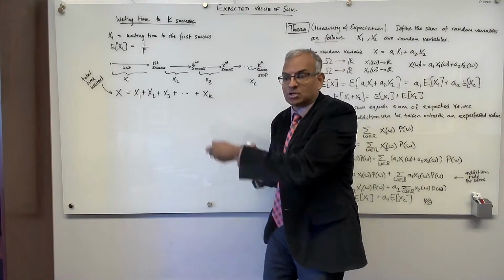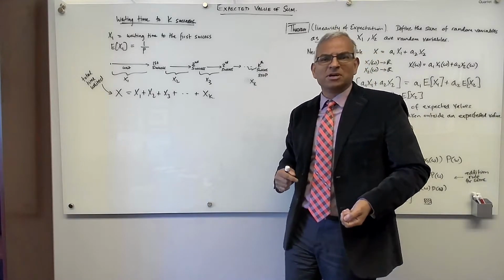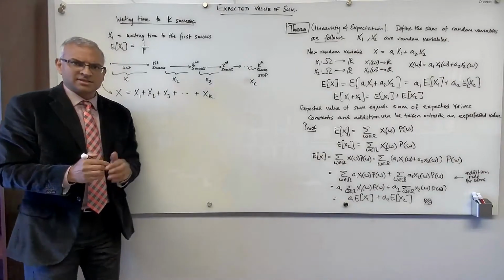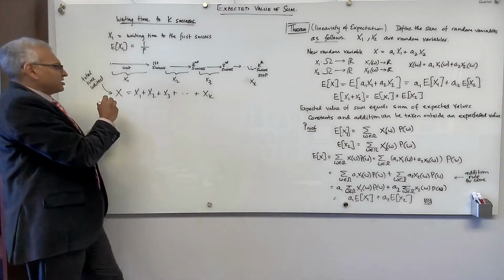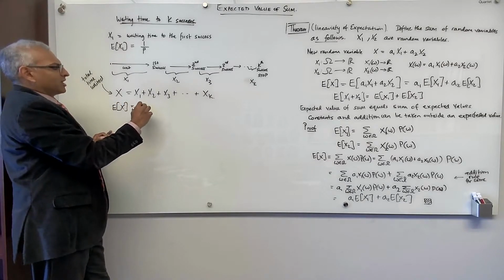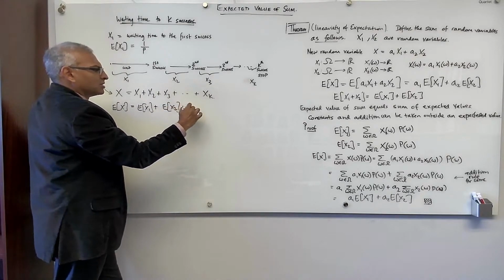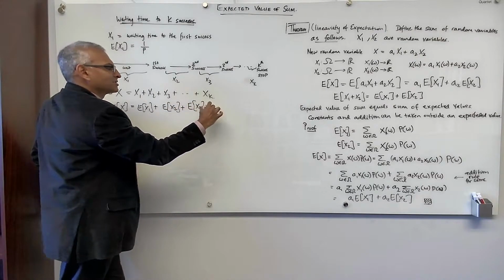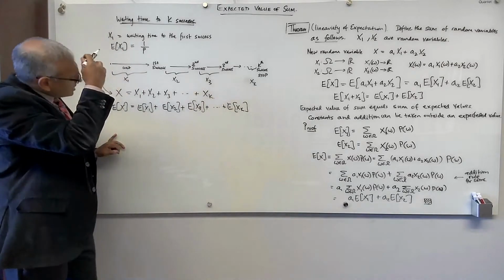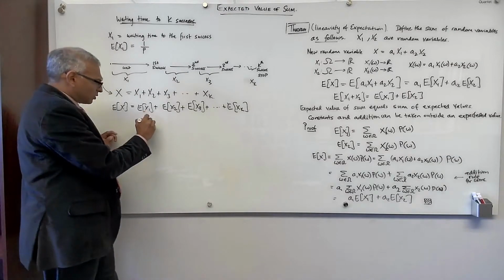The expected value of a sum is the sum of the expected values. I've memorized this thing since birth. Now that I've got it as a sum, we can just apply the theorem. The expected value of x is just the expected value of x1 plus the expected value of x2 plus the expected value of x3 plus up to the expected value of xk. And we already agreed that the expected wait until the first success is 1 over p.